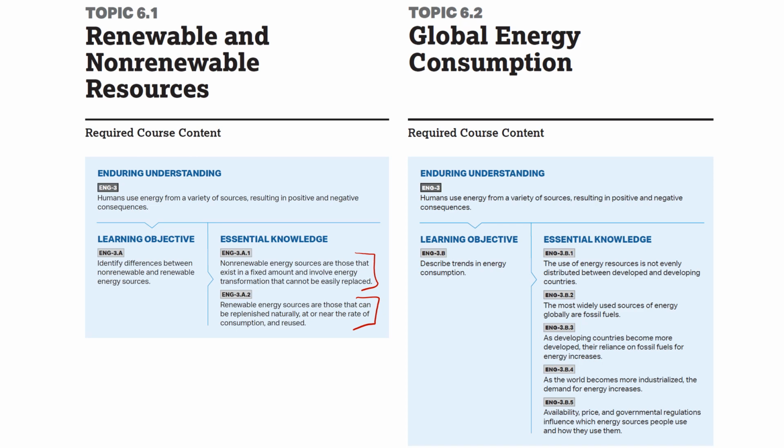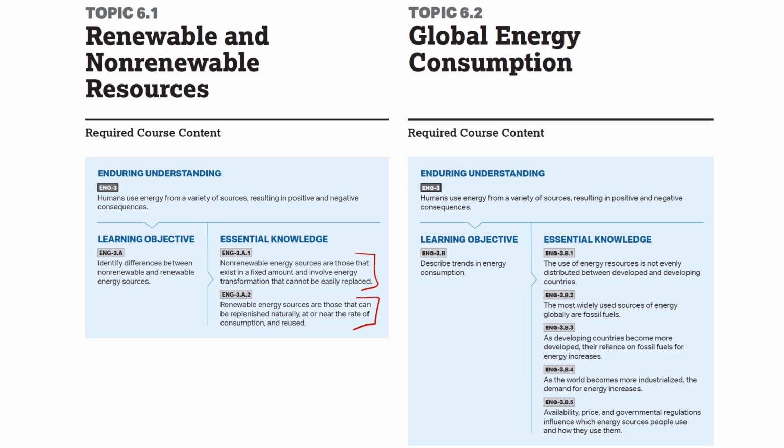As developing countries become more developed, their reliance on fossil fuel for energy increases. So they move from biomass to fossil fuels. And then as populations grow, you need more and more fossil fuels. And then as the world becomes industrialized, the demand for energy increases. And the availability, price, and government regulations influence which energy sources people use and how they use them.